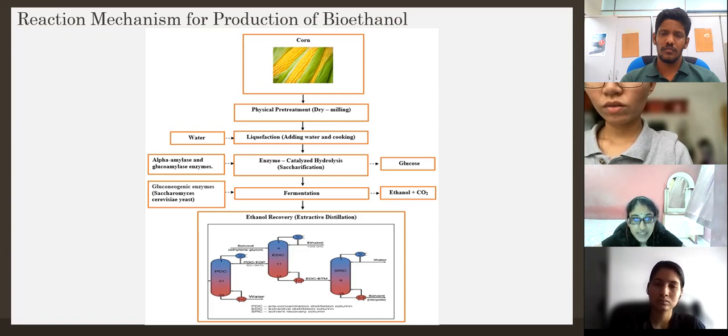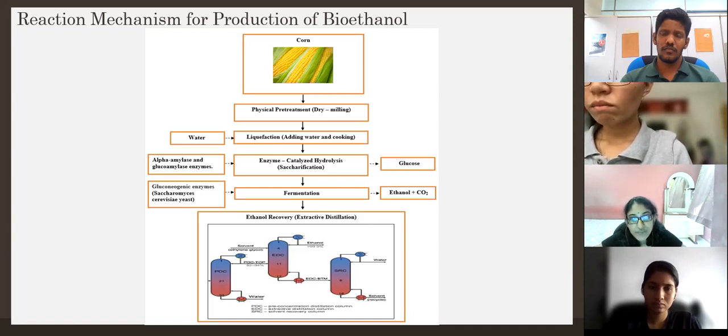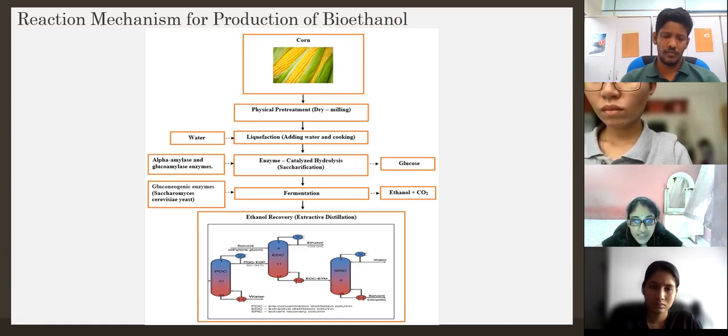So the next stage will be the enzyme catalyzed hydrolysis, also known as saccharification, in which the starch is converted to glucose by alpha amylase and glucoamylase enzymes. The fourth stage is fermentation, where the glucose produced earlier is converted to ethanol by enzymes produced by Saccharomyces cerevisiae yeast, and the byproduct is carbon dioxide.